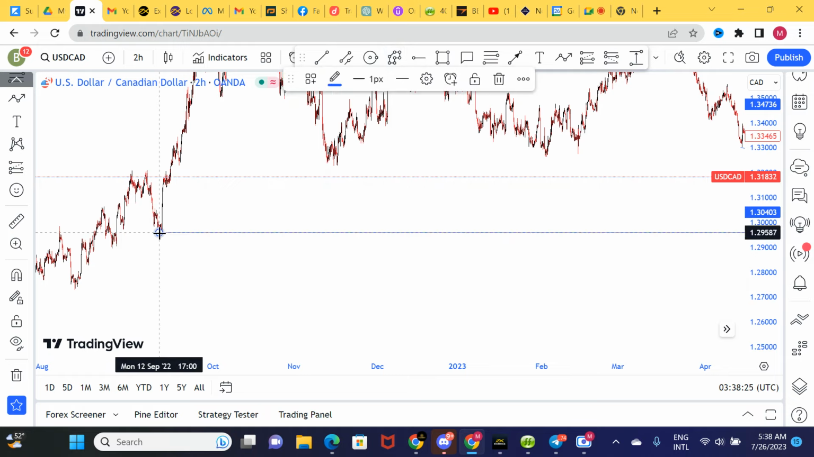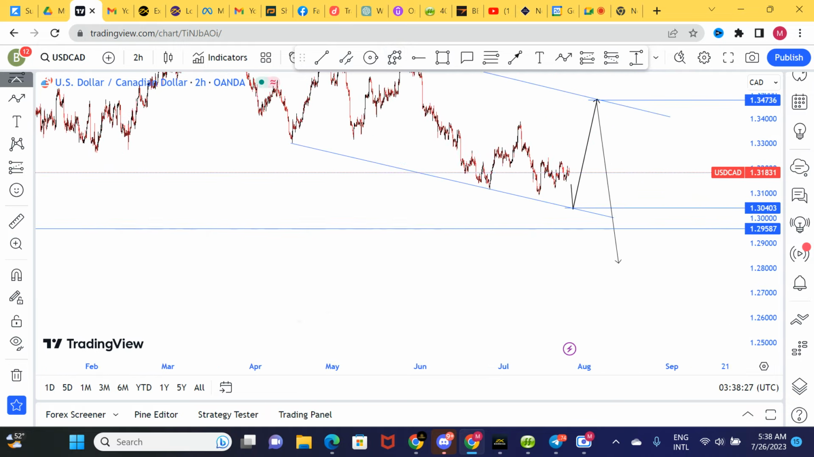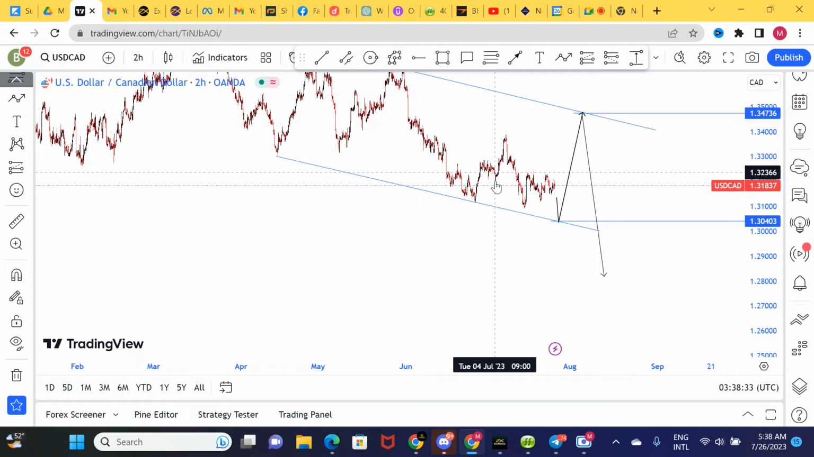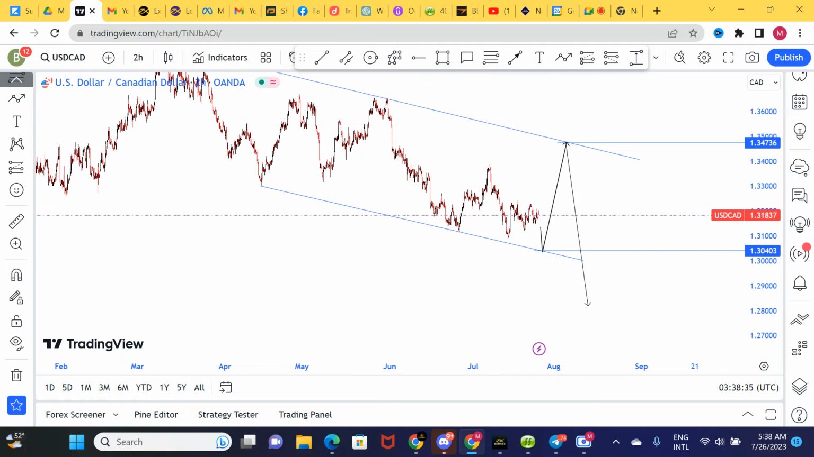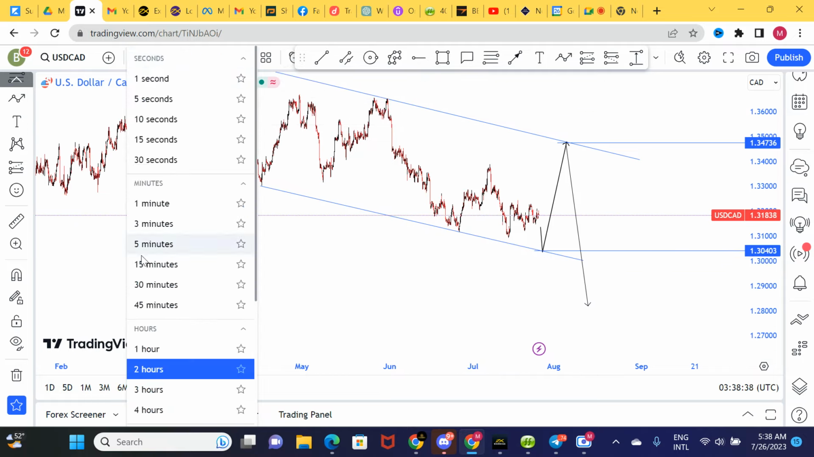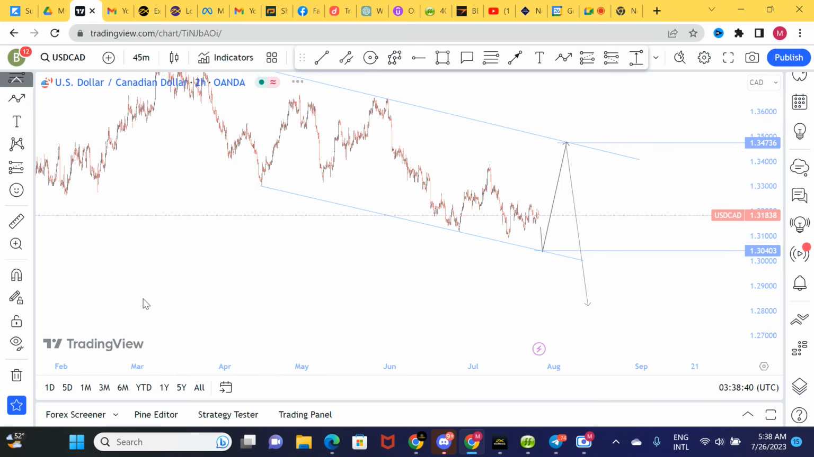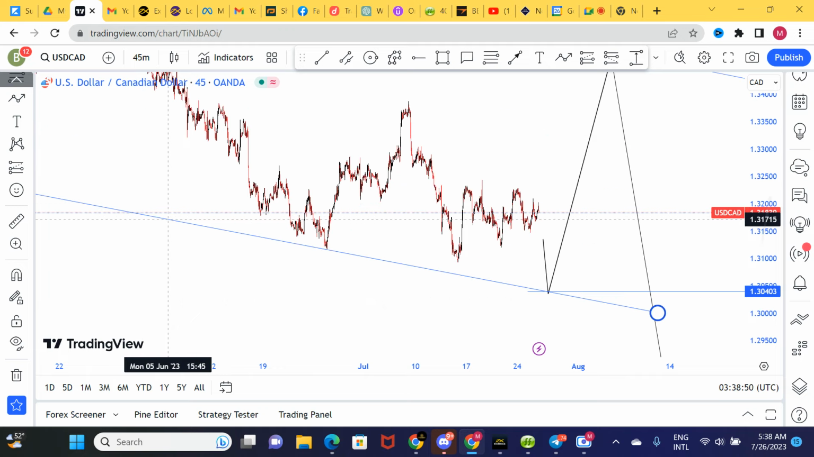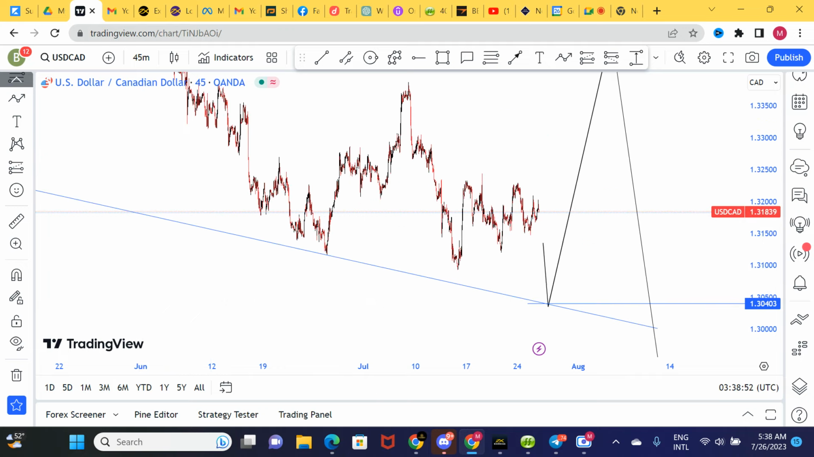Let me see where it is. Okay, we don't have a lot of work to do here. So what we're going to do now is see where we can put our first take profit and all that. But before that, we'll go to a lower time frame.